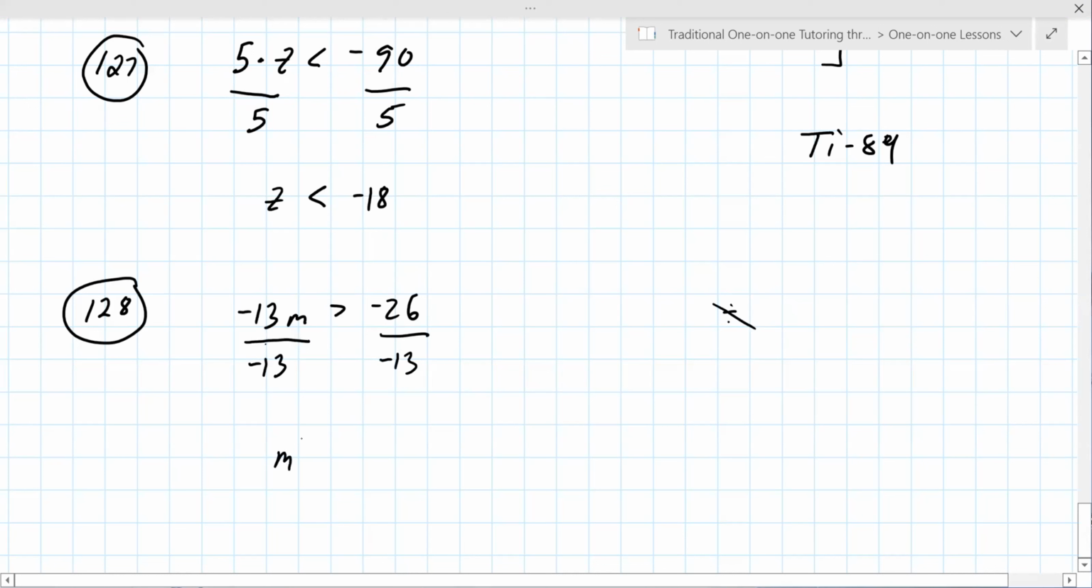Now you can put this number in your calculator if you need to. You can do it by hand. Doesn't matter to me. I want you to get the right answer. That's what's most important.